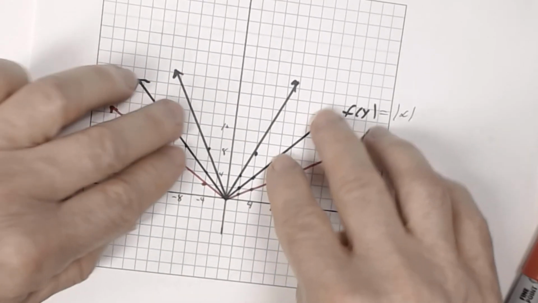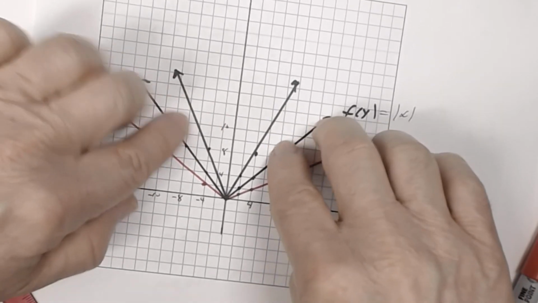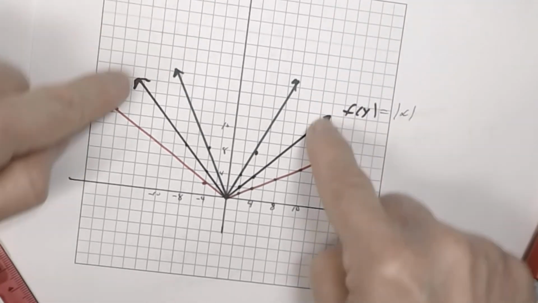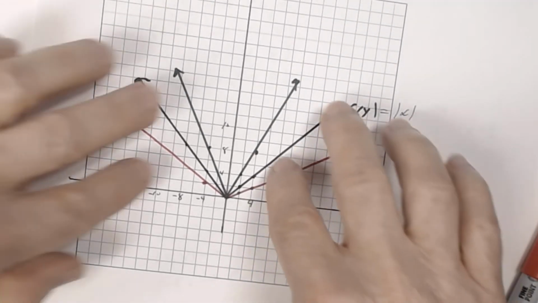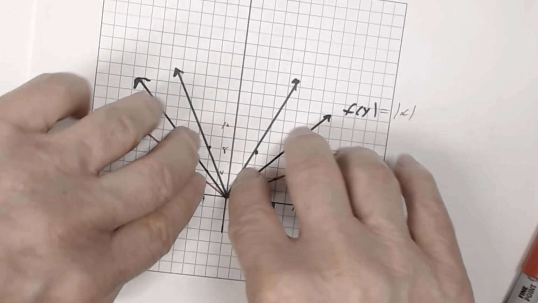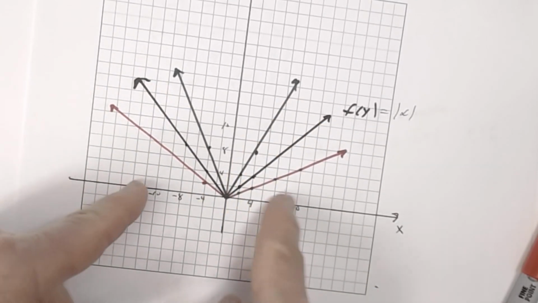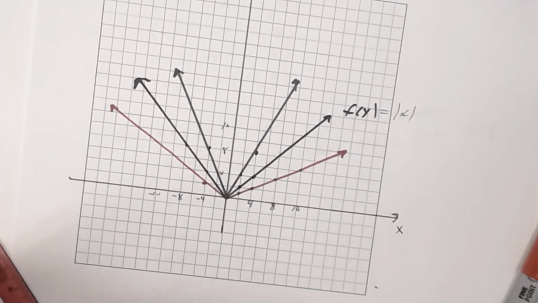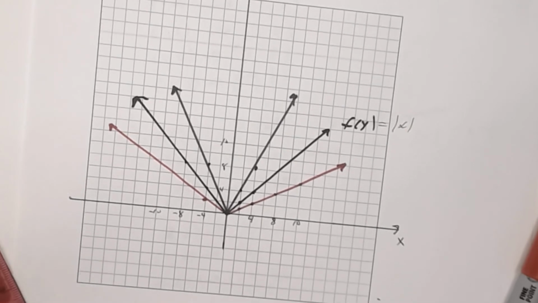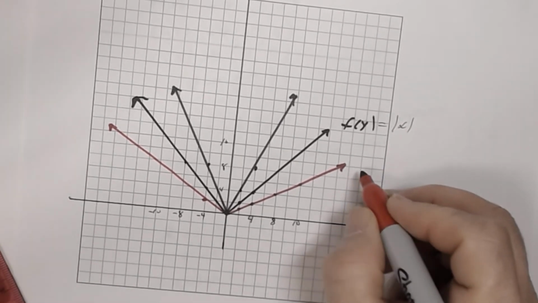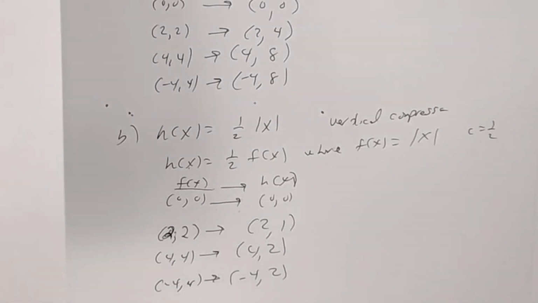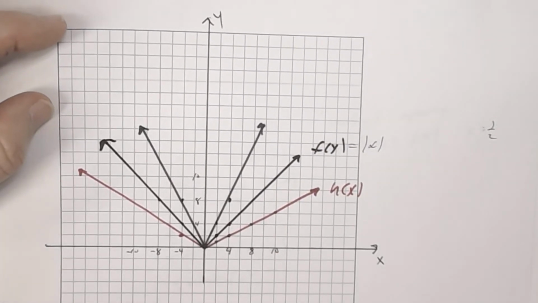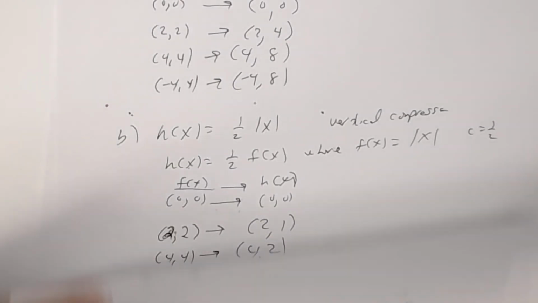So vertical stretch is where you're moving it away from the x-axis, which makes it look like you're stretching f of x. All right, and a vertical compression, a vertical shrink, is taking every point and moving it towards the x-axis. Okay. All right. So we call this h of x. So this is h of x here, and the green one was g of x.